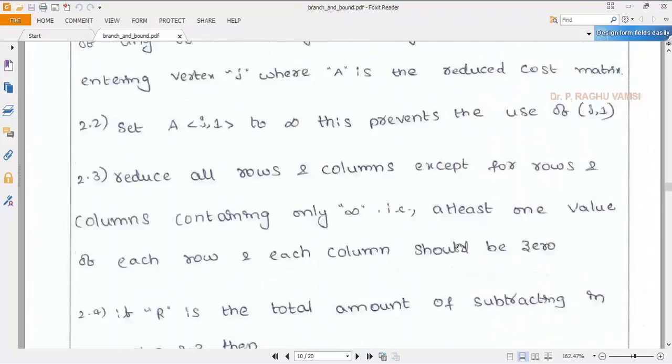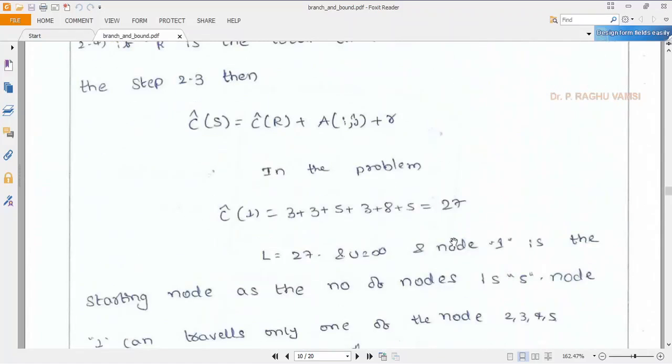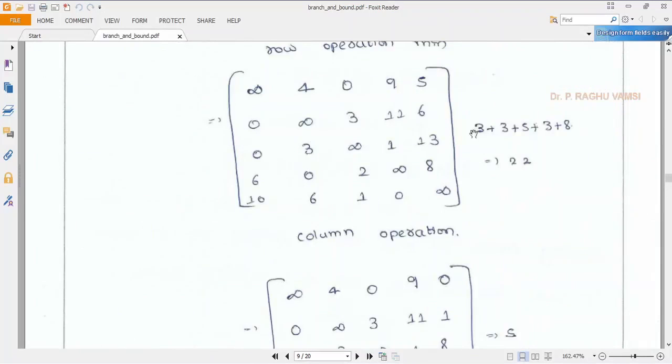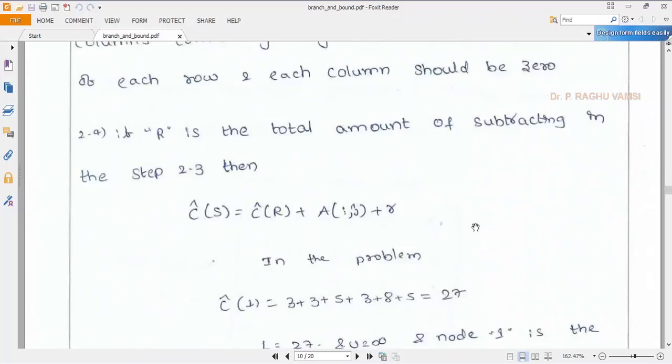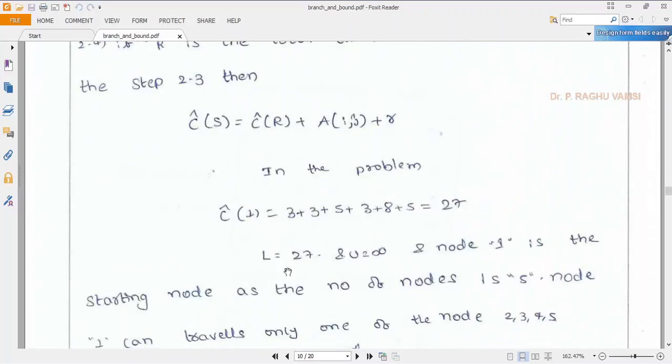So in the above problem, the cost that we have reduced is 3 plus 3 plus 5 plus 3 plus 8 plus 5. That is the minimum cost along the rows and the minimum cost along the columns. If you sum up, 22 is the minimum cost that we have reduced via row operations, and 5 is the cost that we have reduced via column operation. So 22 plus 5 is equal to 27. So L is equal to 27, and that is the lower bound, the minimum cost that we have reduced via row and column operations.